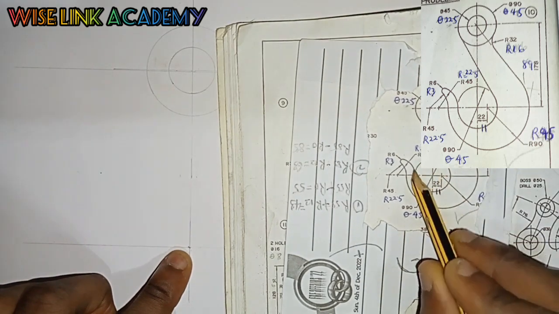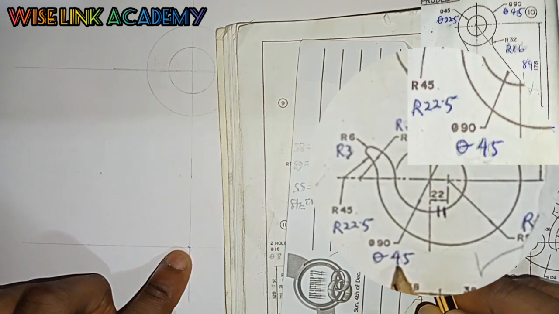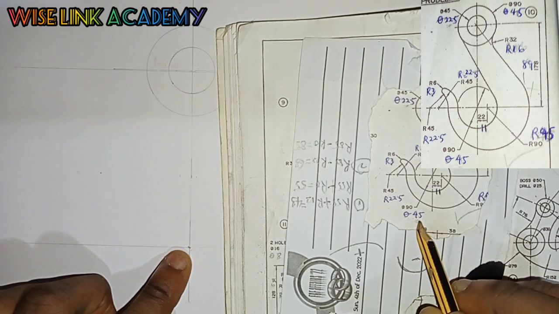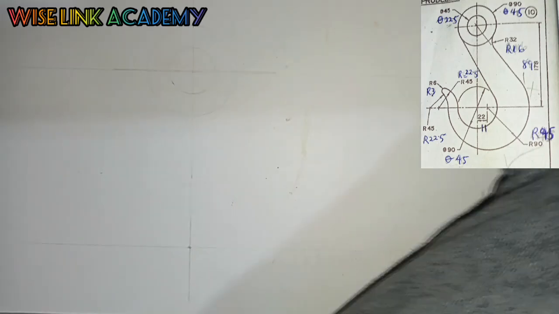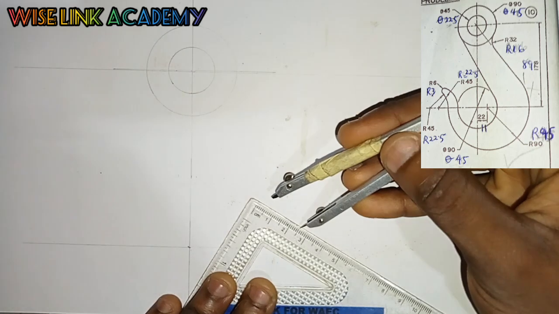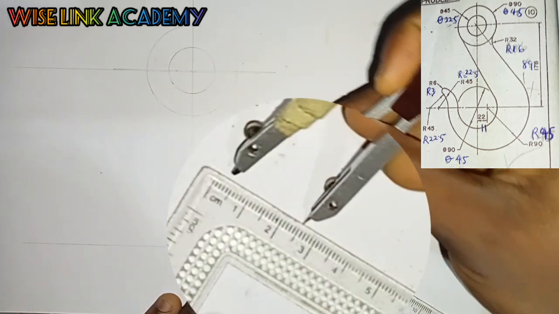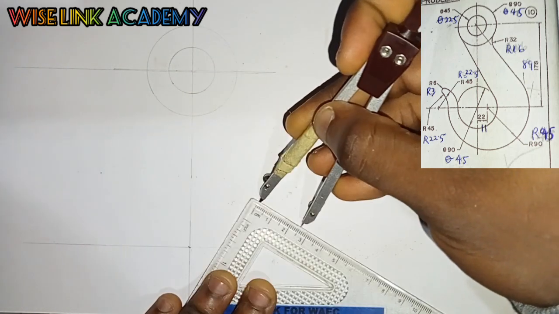It has a circle of what radius? 45 diameter, so that's 22.25. So I'll measure that on my meter rule. 22.25. Can you see that?